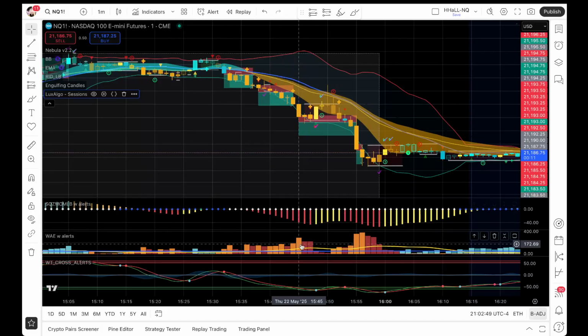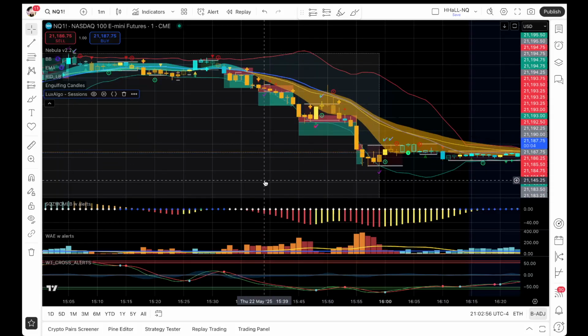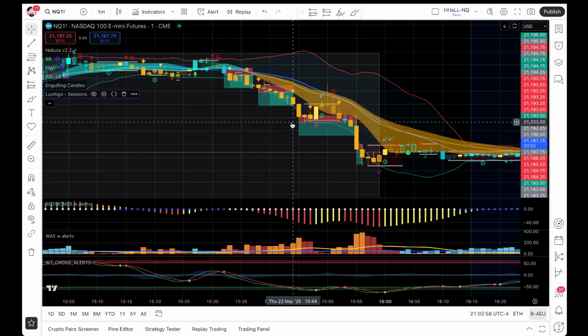Well, let's do one more right here. We're getting near the end of the day. Often I don't like to trade at the end of the day because it's too choppy, and in fact you can see the chop there. So I would have got short here.